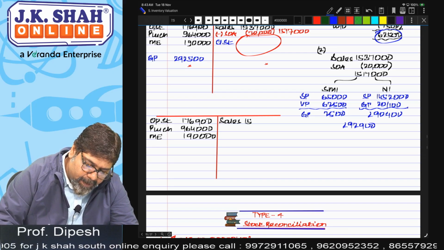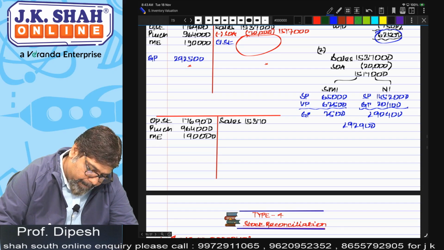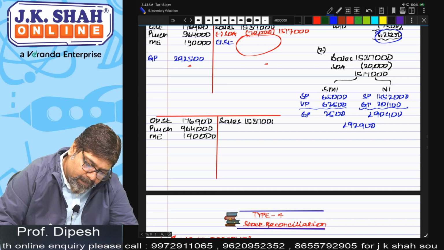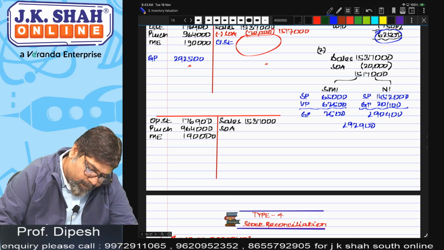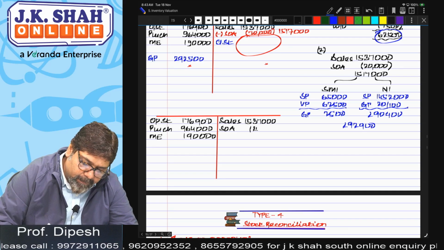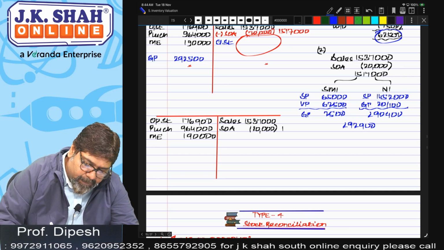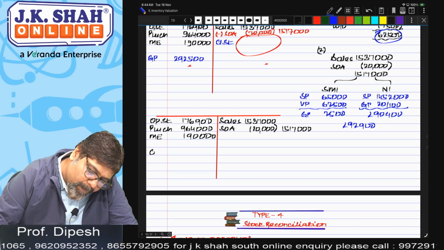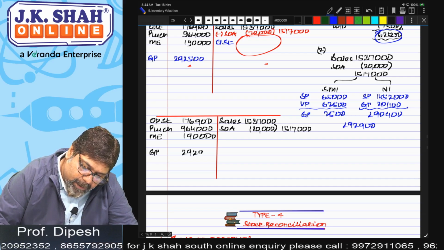Sales 15 lakh 37,000. Less sale on approval is 20,000. So outer column it is 15 lakh 17,000. Gross profit is 2,92,900.